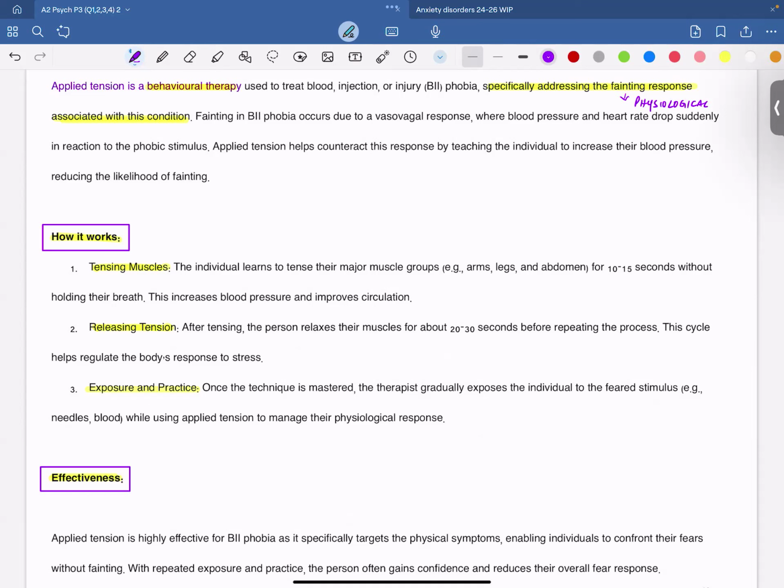So fainting in blood injection injury phobia occurs due to a vasovagal response where blood pressure and heart rate drop suddenly in reaction to the phobic stimulus. Applied tension helps counteract this response by teaching the individual to increase the blood pressure, reducing the likelihood of fainting. So in a simple manner, what you're trying to do is counteract the dropping of your blood pressure and heart rate by keeping the blood pressure increased so that the likelihood of fainting reduces.